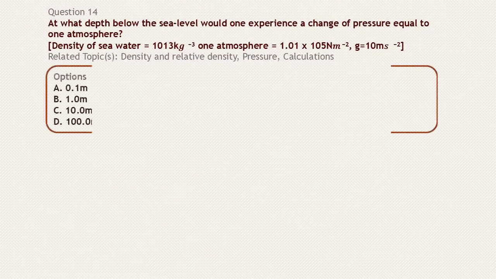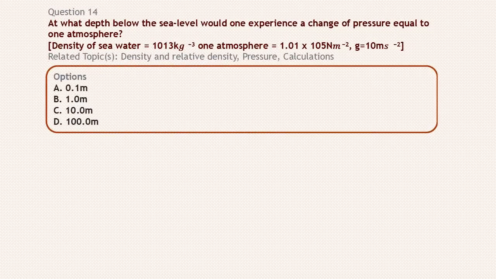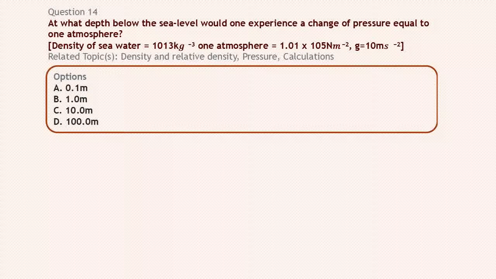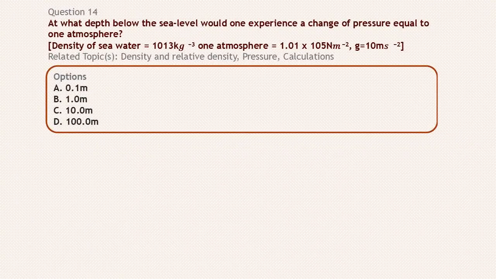Next question: at what depth below the sea level would one experience a change of pressure equal to 1 atm? We have the density of the seawater to be 1013 kilogram per meter cube, and 1 atmosphere is given as 1.01 times 10 raised to the power 5 Newton per meter square. Acceleration due to gravity is 10 meter per second square approximately.